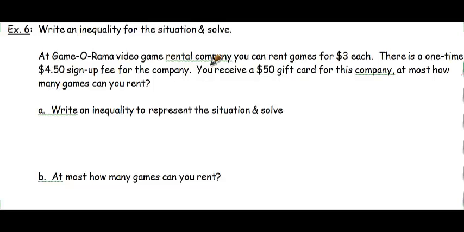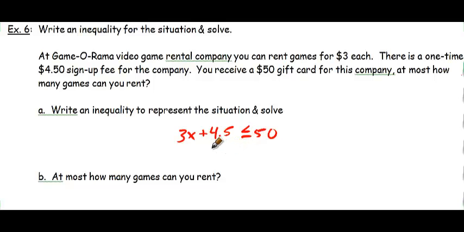Okay, so we don't want to spend more than the gift card. So our cost for renting is going to be $3 for each game, and then we have just a $4.50 sign-up fee that's not for each game, just overall $4.50. So this is going to be the amount that we have to pay. We want to make sure that it's less than or equal to 50. Now I'm putting the equal to on there because if it was exactly 50, then fantastic, we don't care. It would be all of our money, but we don't want to spend more than this. So this is why our amount that we're spending has to be less than or equal to 50.